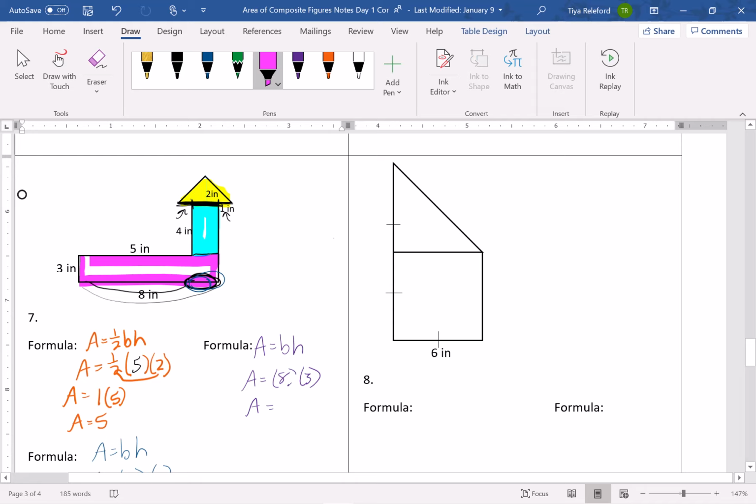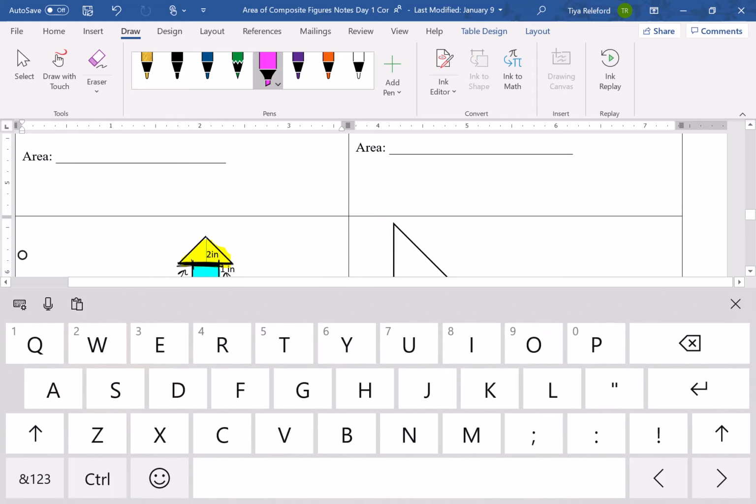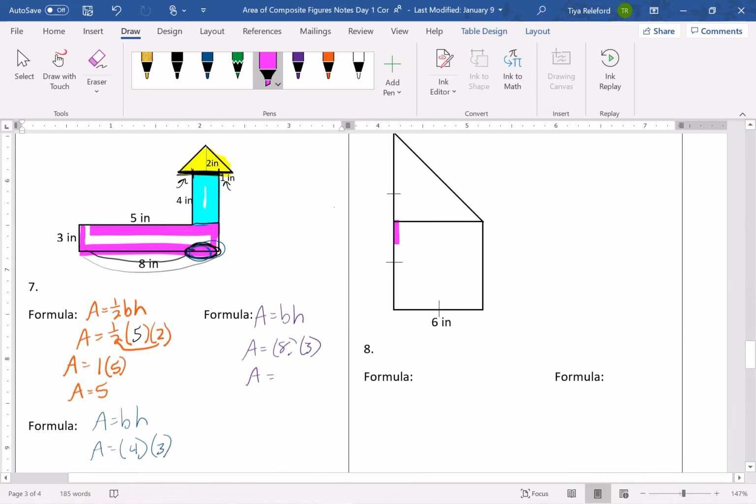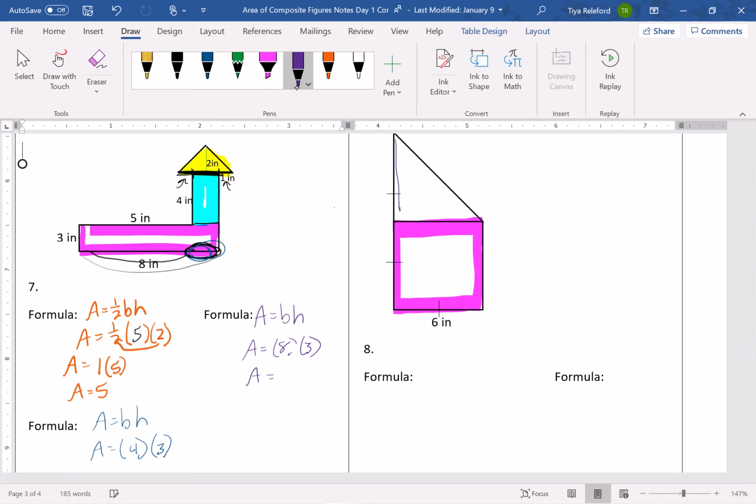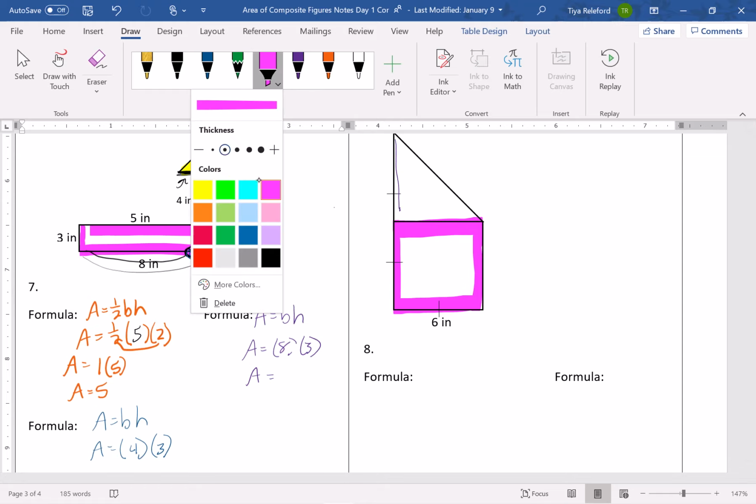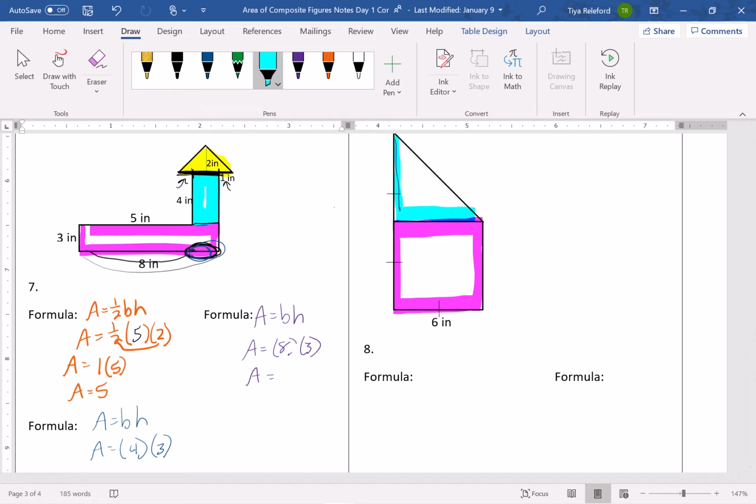Okay, the next one, way easier. You have a square and a triangle. Now, the tricky part is they want to make sure you know how to read these little hash marks.